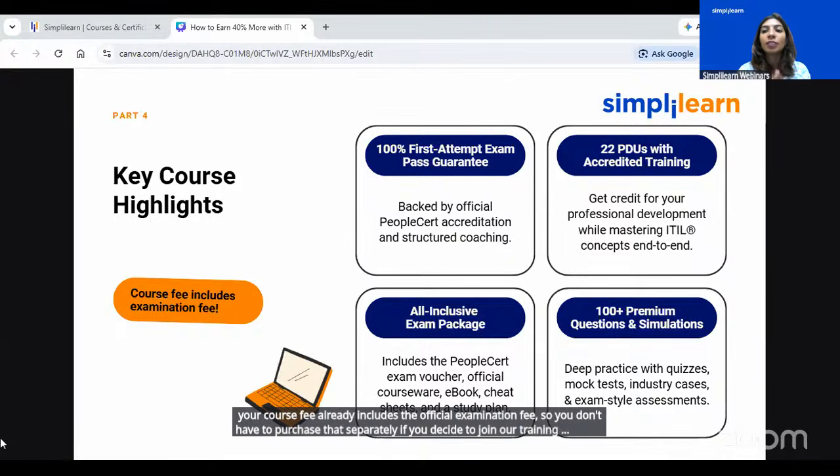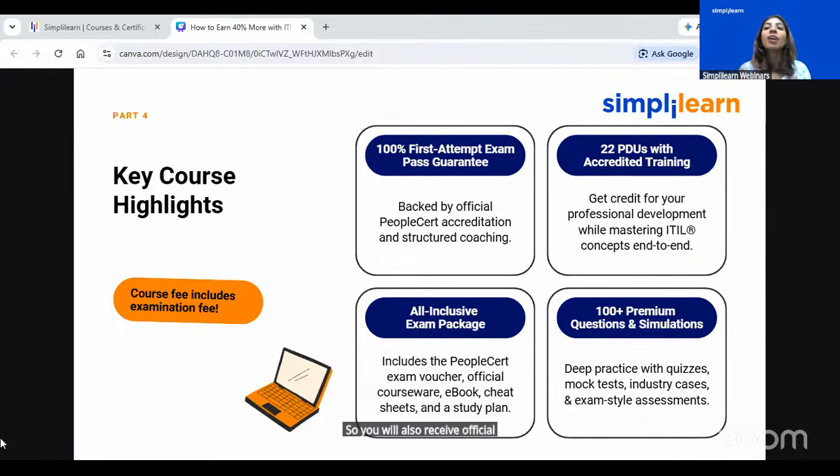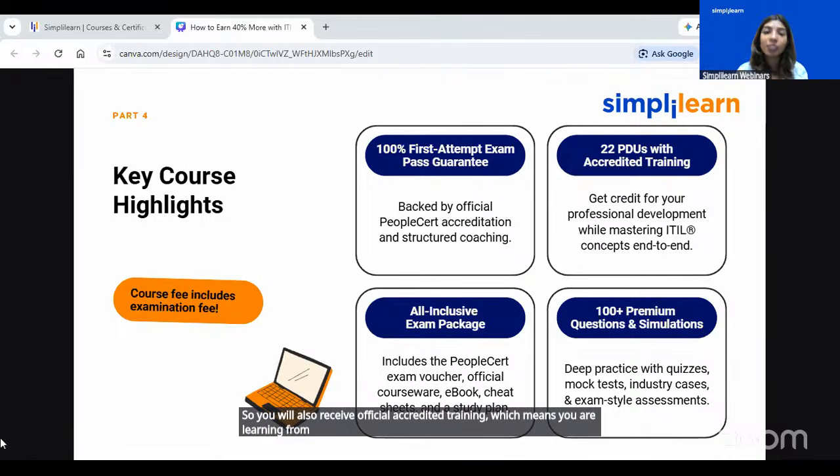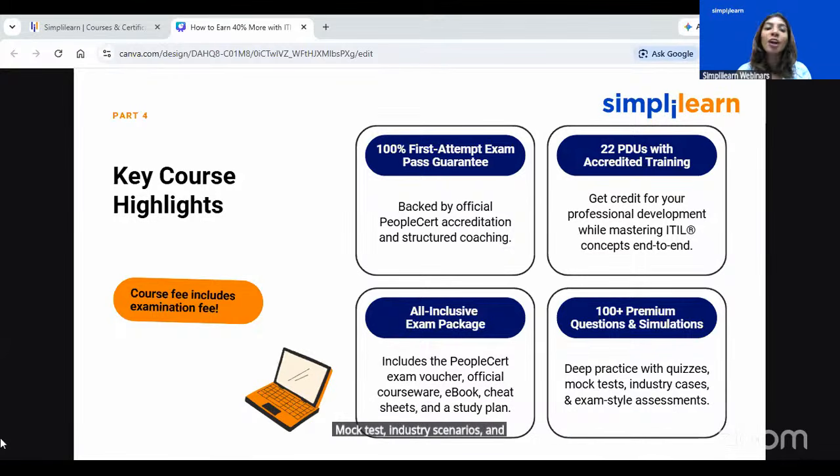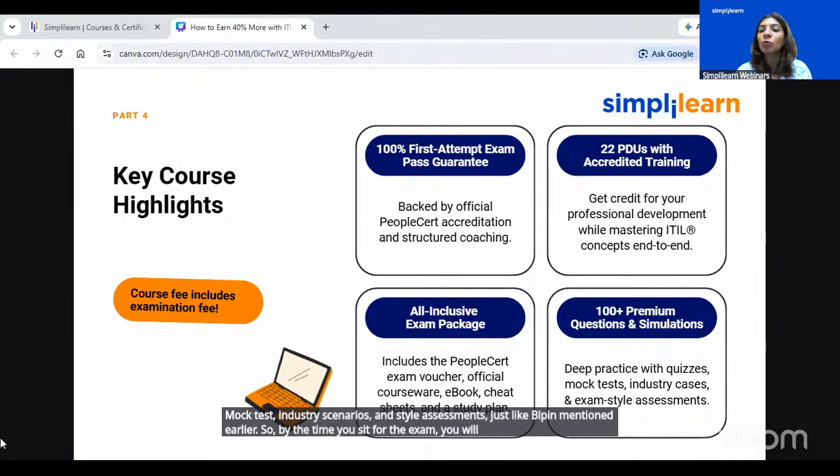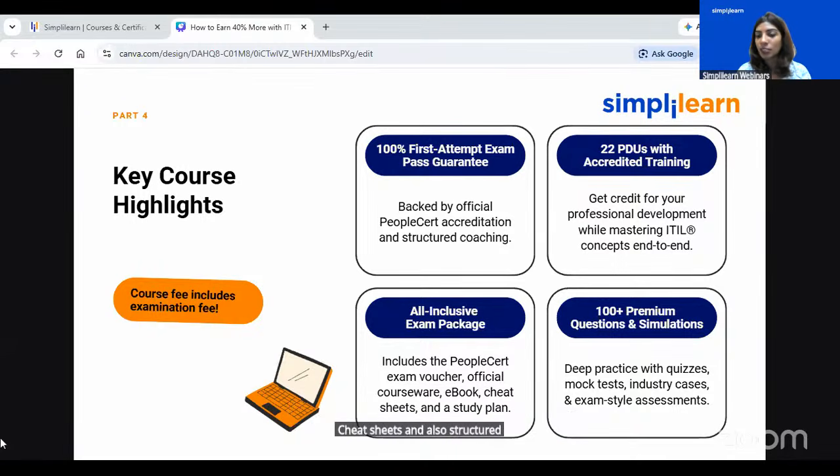So you will also receive official accredited training, which means you're learning from a curriculum aligned with the certification requirements as well. Preparation is another area where we invest heavily. So you will have access to over 100 premium practice questions, mock tests, industry scenarios, and exam style assessments, just like Bipin mentioned earlier. So by the time you sit for the exam, you will know exactly what to expect. You will also receive the official PeopleCert courseware and ebook, cheat sheets, and also a structured study plan as a part of this training program.